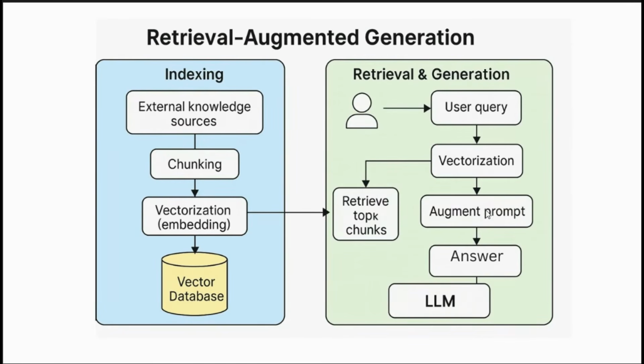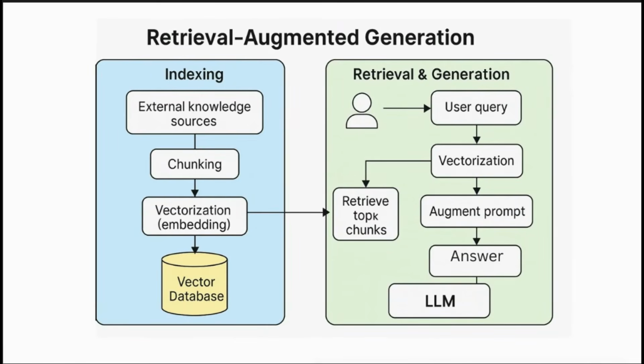Then it augments the prompt, essentially telling the LLM, here is the user's question and here are the exact facts you must use to answer it. The LLM is no longer guessing, it's generating an answer based on the evidence we just gave it. Finally, the augmented prompt is sent to the LLM to generate the final answer.